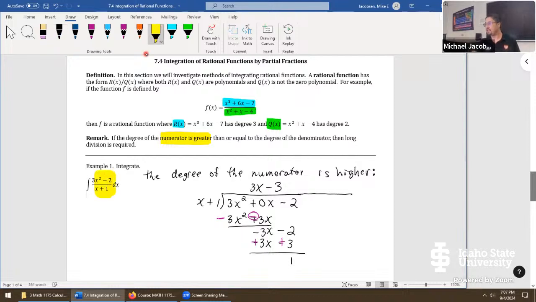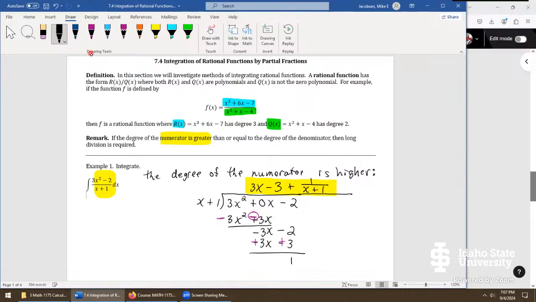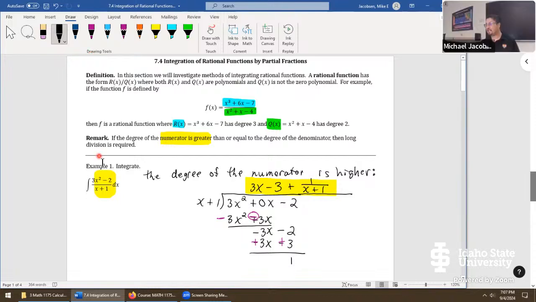This entire thing now turns into 3x minus 3 plus the remainder of 1 divided by the quotient x plus 1 again. So this over here is hard to integrate, but because the degree of the numerator was higher, all we really have to do is long division. This is messier for sure, but this is easier to integrate. Any questions, folks, to that stage with just the long division phase?